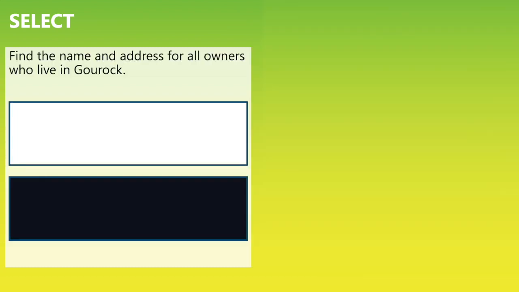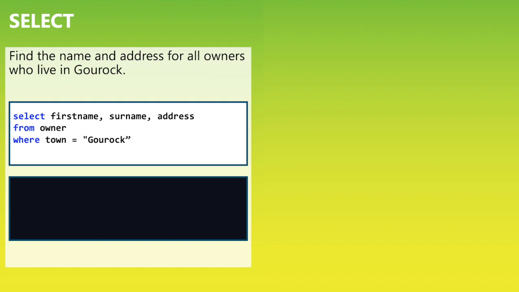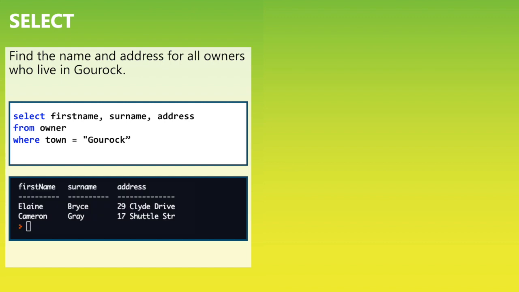In this example, we want to find the name and address for all owners who live in Gourock. So following the structure, we select the fields that we want to display. In this case, it's first name, surname and address. This information comes from the owner table, and we only want to identify the owners where the town is equal to Gourock. We implement that, we get the result Elaine Bryce and Cameron Gray.